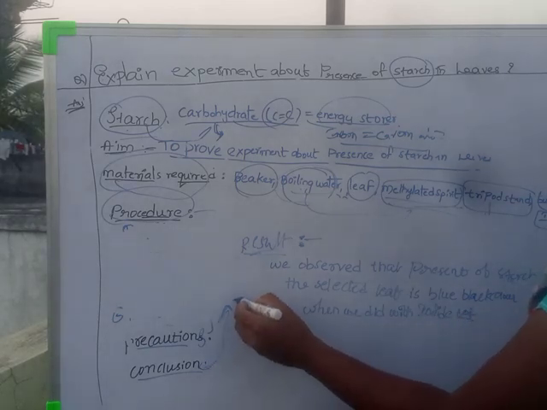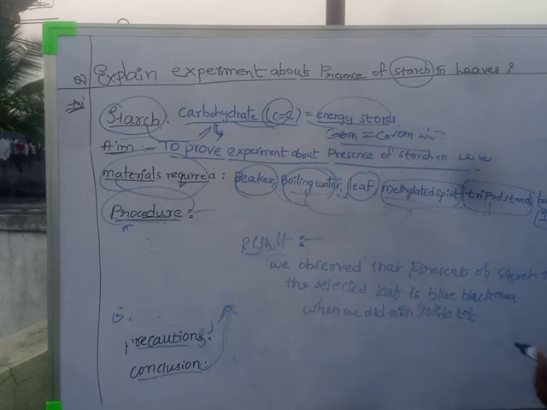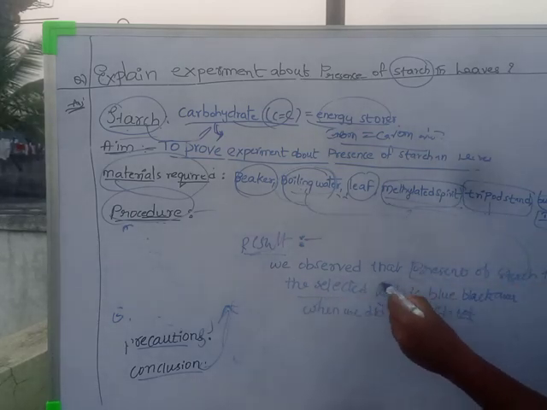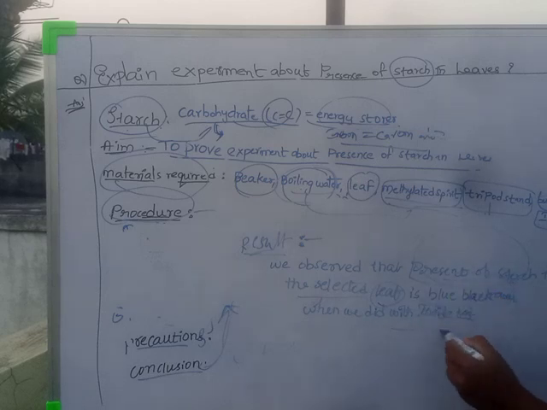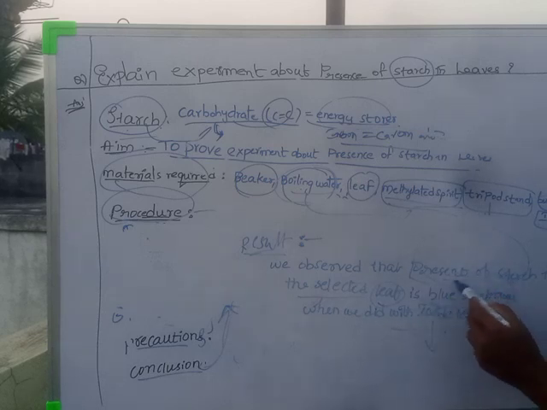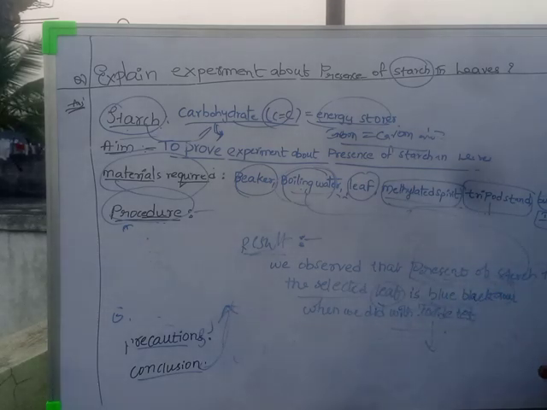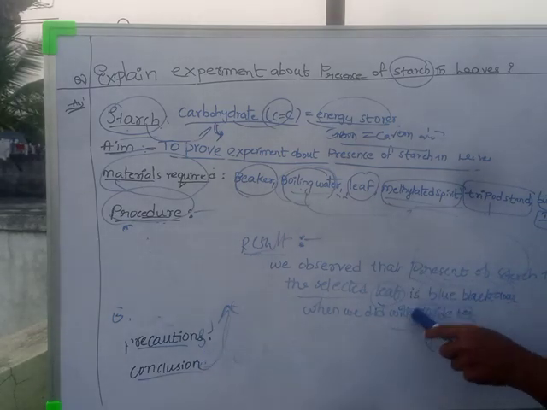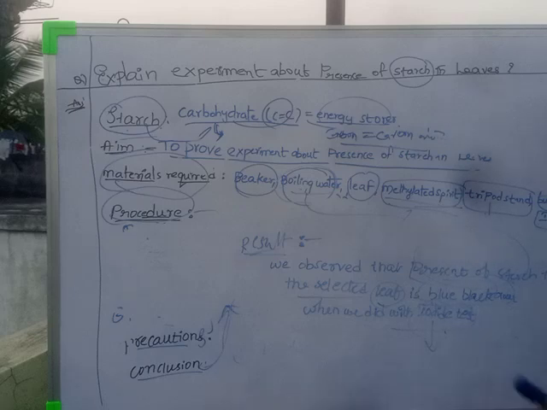What conclusion do we have to write? Now how can we observe? We observe the presence of starch in the selected leaf. When we did the iodine test, it shows a blue black color. So now, conclusion: when we did the iodine test with the leaf, it forms a blue black color.